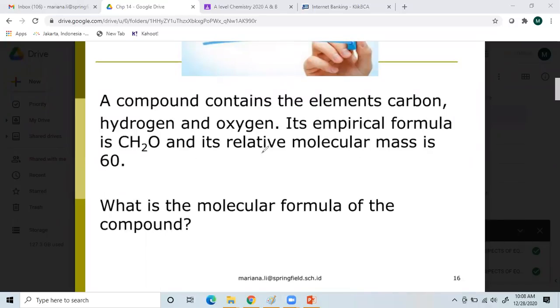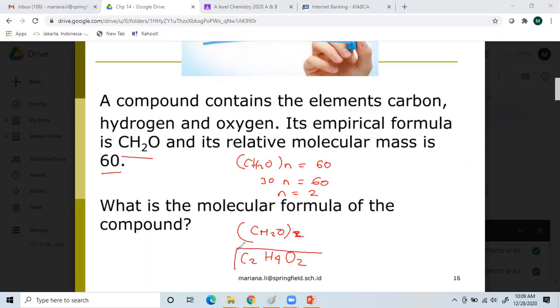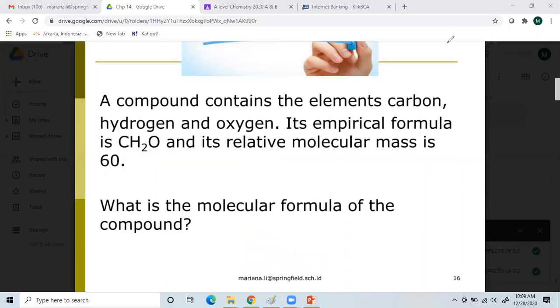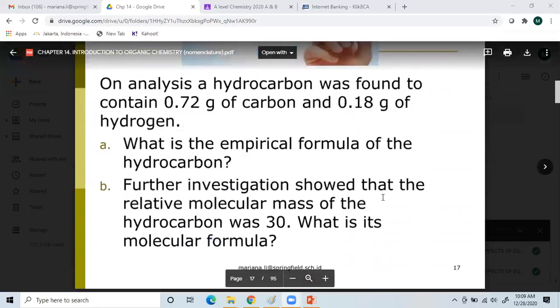Okay, everyone, the empirical formula is CH2O and the MR is 60. What's the molecular formula? So this is the molecular formula for this compound, okay? Next.